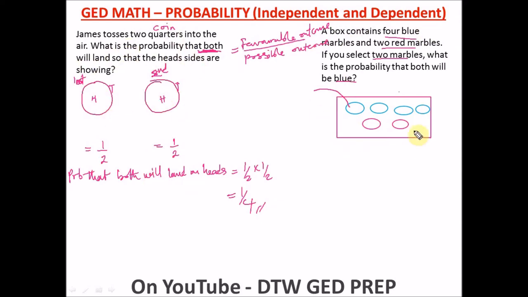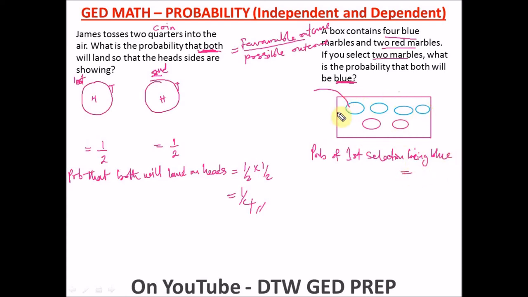Now let's solve this dependent probability question. It says a box contains 4 blue marbles and 2 red marbles. If you select 2 marbles, what is the probability that both will be blue? So our favorable outcome in any of these two selections is blue. What's the probability of the first selection being blue? So the probability of the first selection being blue is equal to what?